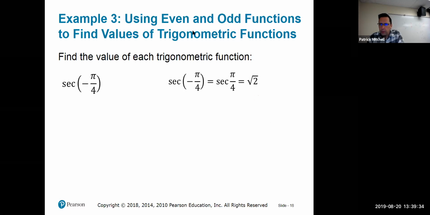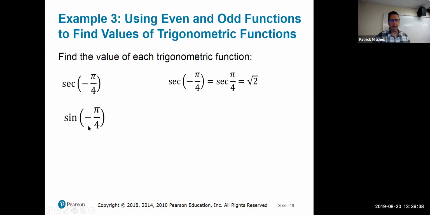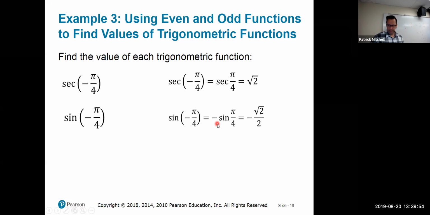All right, what else do we have here? The sine of negative pi over 4. Well, secant is an even function, sine is an odd function, which means the sine of negative pi over 4 will be the opposite of sine pi over 4. That's what makes it odd. And we already figured out that the sine of pi over 4 is root 2 over 2, which means the sine of negative pi over 4 is negative root 2 over 2.